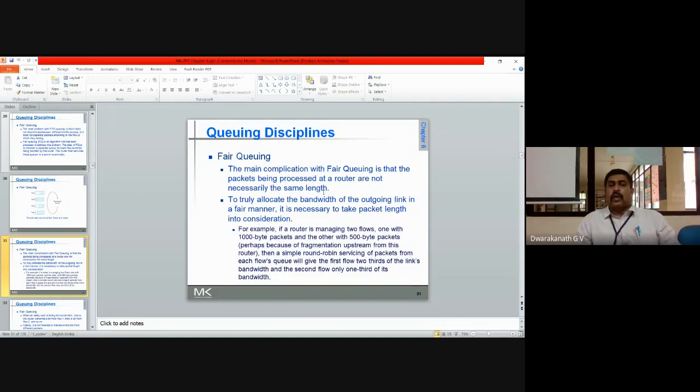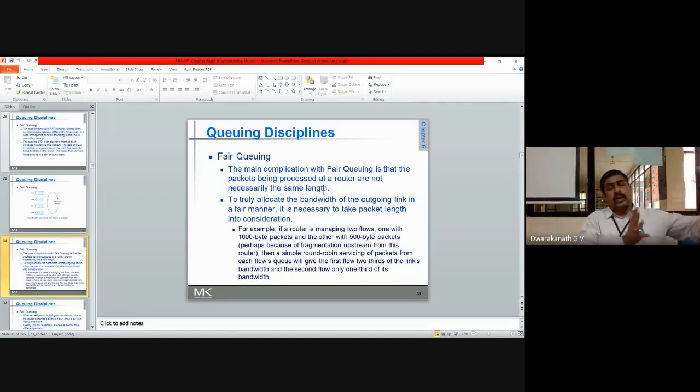In fair queuing, to truly allocate the bandwidth of the outgoing link in a fair manner, you have to decide what type of flow it is, which means from which type of network this particular packet is coming. What is the size of that particular packet? Then based on that you allocate the resources. If you allocate the queue resources that way, then it is good. So how to do that? It is necessary to take the packet length into consideration.